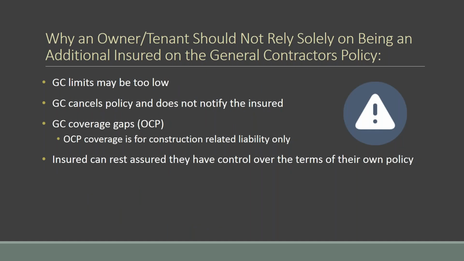And then there are reasons why an owner or tenant should not rely solely on the general contractor having coverage. The GC's limits may be too low. The GC may cancel their policy midterm and not notify the insured. There are some coverage gaps. With the GC's policy, the OCP coverage is for construction-related liability only, and the insured can rest assured that they have control over the terms of their own policy. That way they don't have to rely on whether the GC has adequate coverage or not.